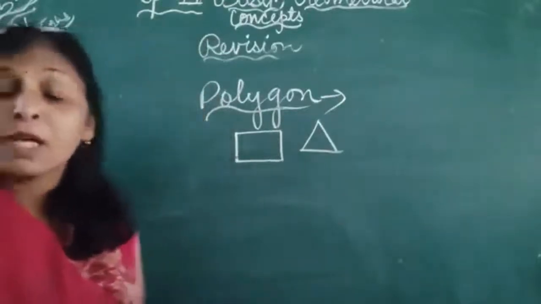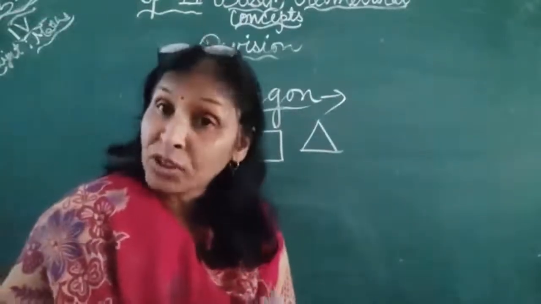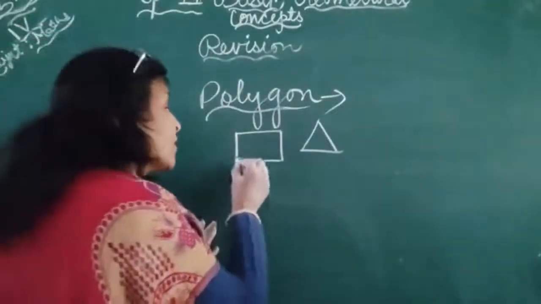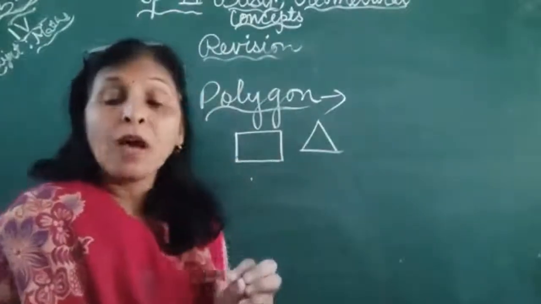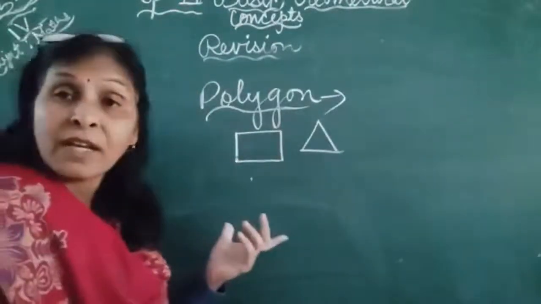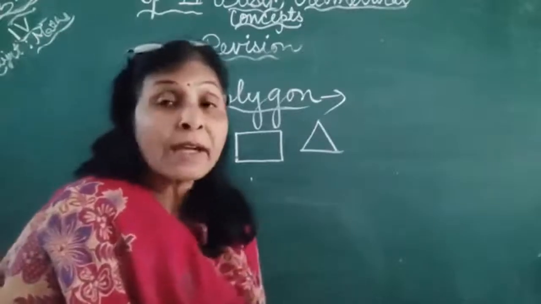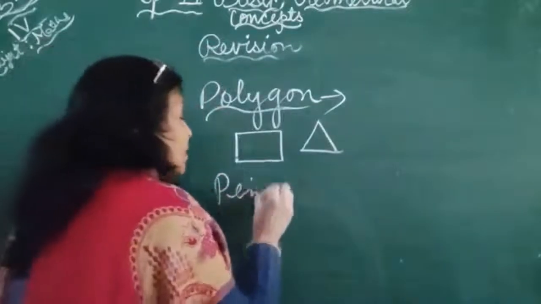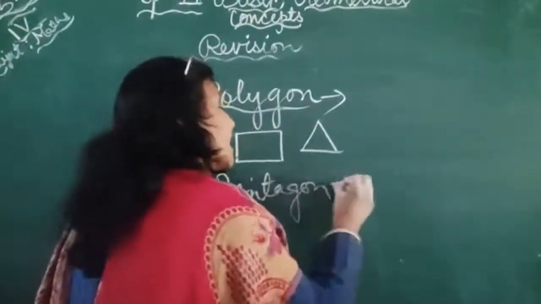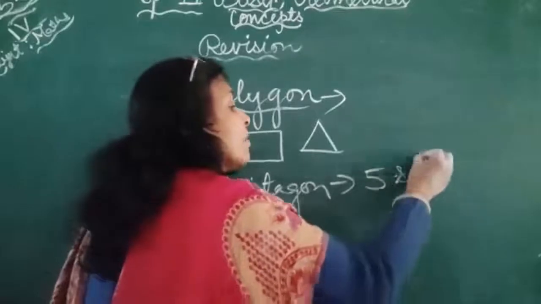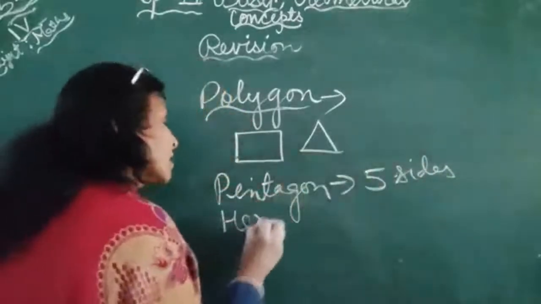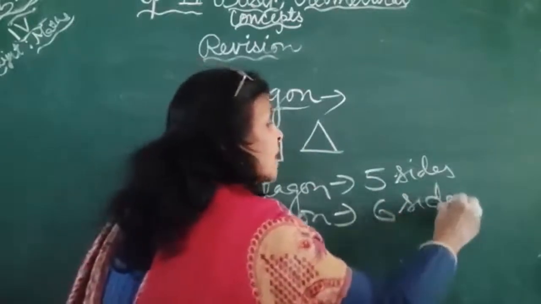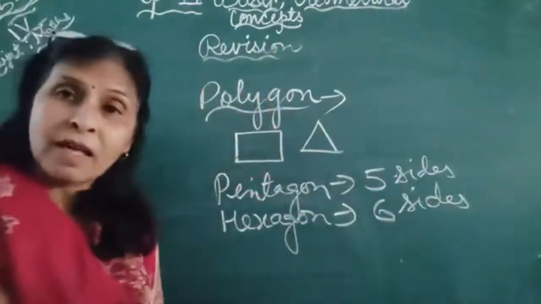In polygon, you see triangle. In triangle, 3 sides are there, and a quadrilateral. Quadrilateral, it means 4 sides are there in a quadrilateral. Rectangle also has 4 sides. Square also has 4 sides. And in pentagon, how many sides are there? That is 5 sides in a pentagon. And in hexagon, how many sides are there? 6 sides are there in a hexagon.